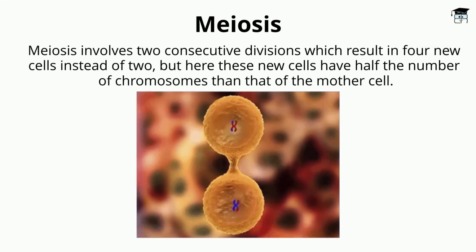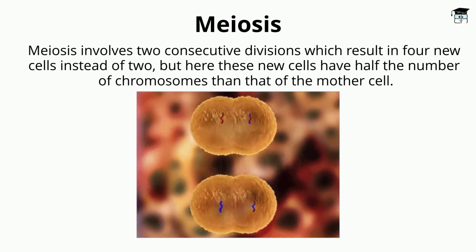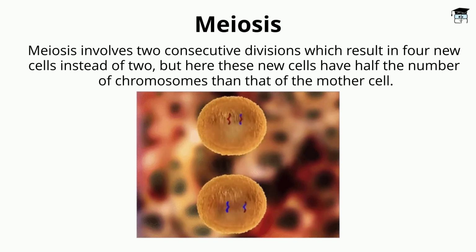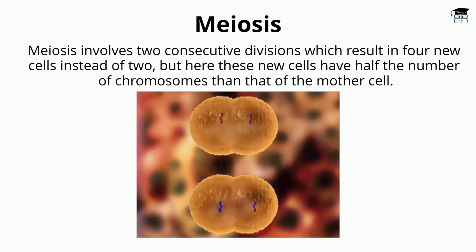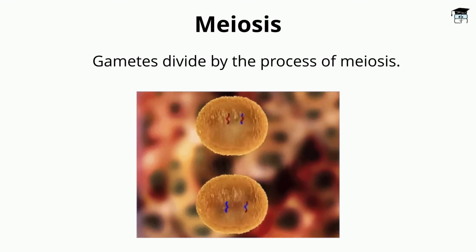Meiosis involves two consecutive divisions, which result in 4 new cells instead of 2. But here these new cells have half the number of chromosomes than that of the mother cell. Gametes divide by the process of meiosis.